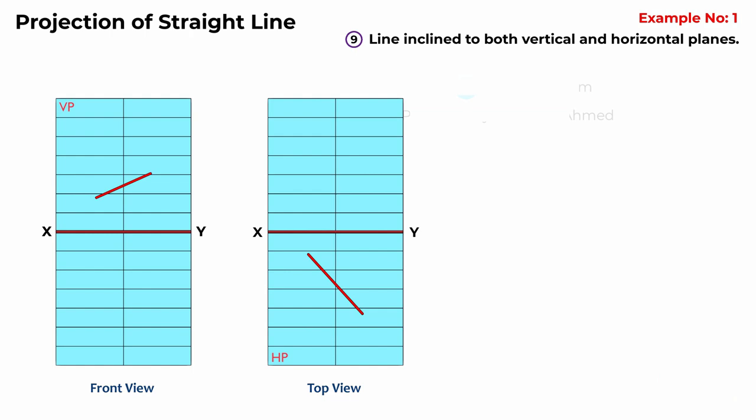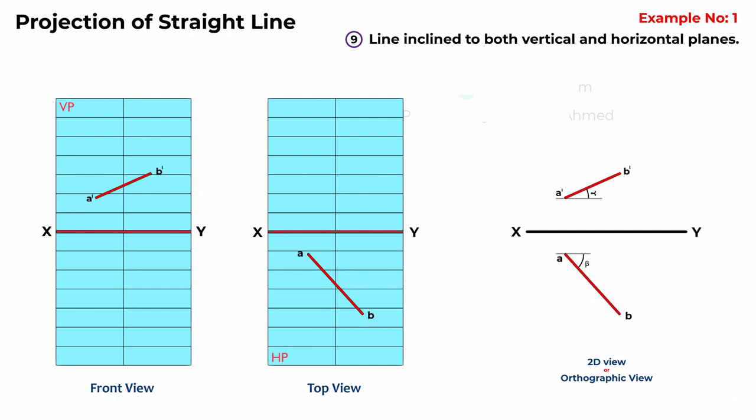Let's get started. Before we dive into the method, there's something important we need to understand. When we're looking at the line in the front view, we represent it as A dash and B dash. In the top view, the same line is shown as A and B. Imagine a line that goes from A dash in the front view to A in the top view. This line is what we call a projector. Similarly, there's another projector that goes from B dash to B. These projectors are key to understanding how the line is positioned in space. Keep this in mind as we move forward.